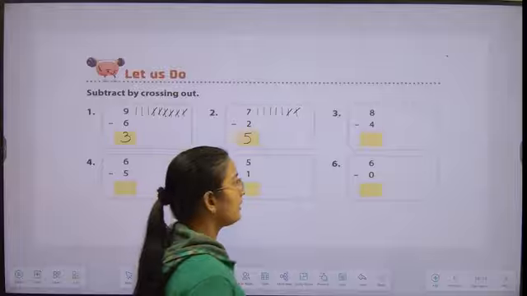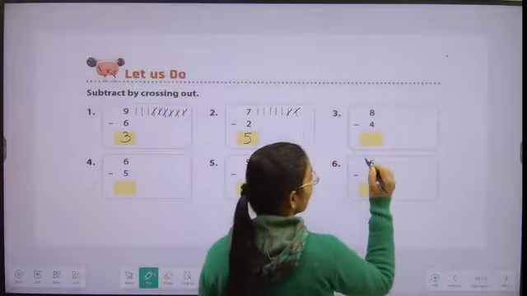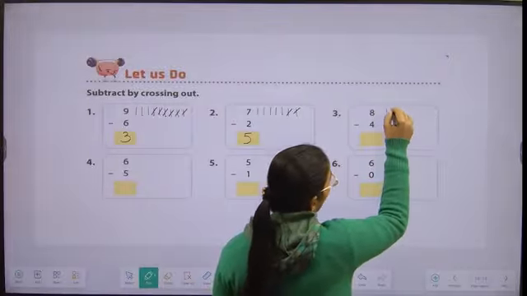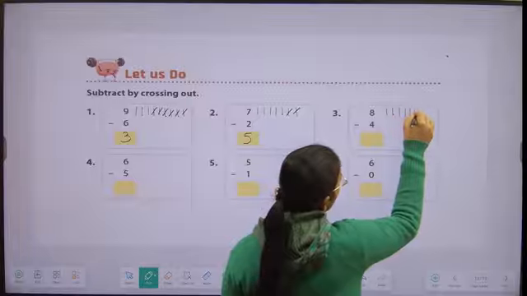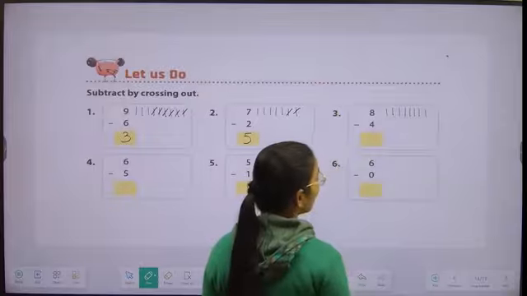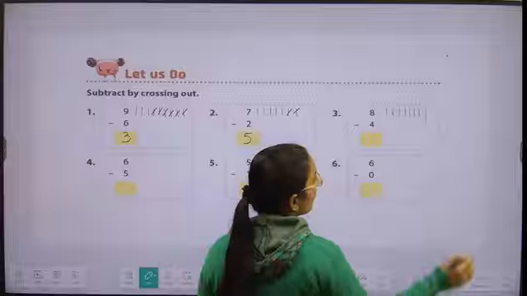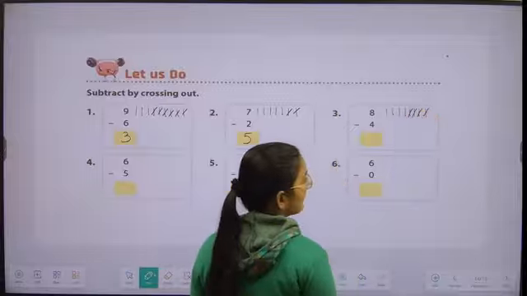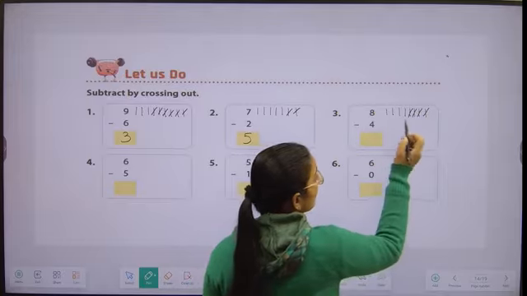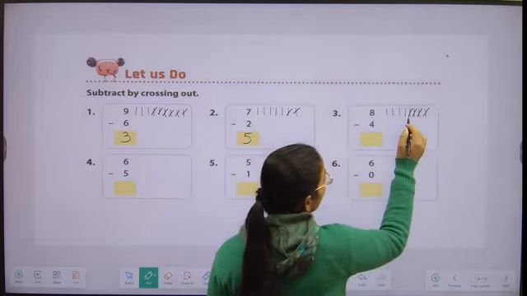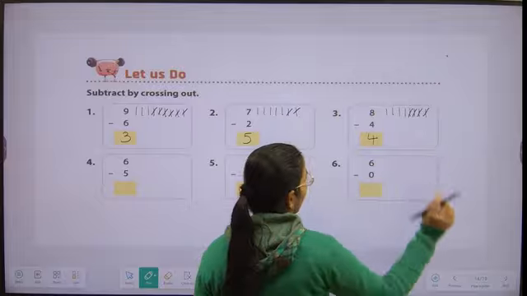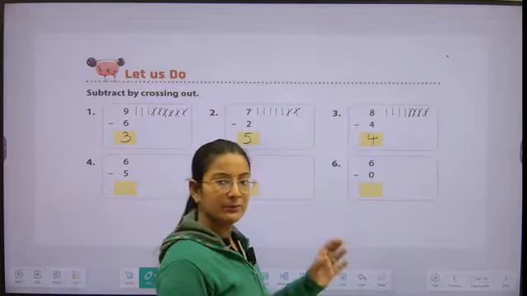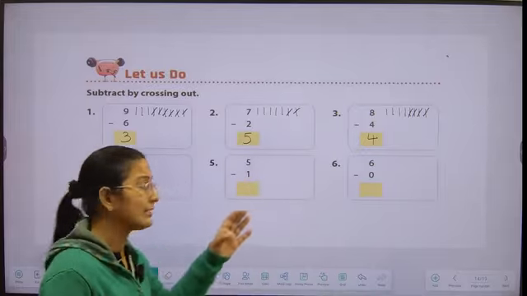Moving to the third one, we have to draw how many lines? 8 lines. 1, 2, 3, 4, 5, 6, 7, 8. Out of these 8 lines, we have to cross 4 lines. 1, 2, 3, 4. Just like this. And now count the remaining ones. 1, 2, 3, 4. So we have to write a 4 over here. Everyone did with me? Very good, students. Let's do the next one.